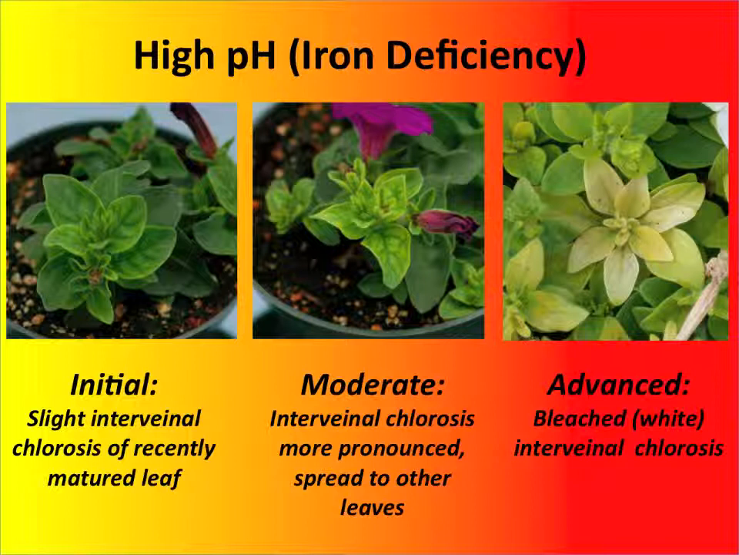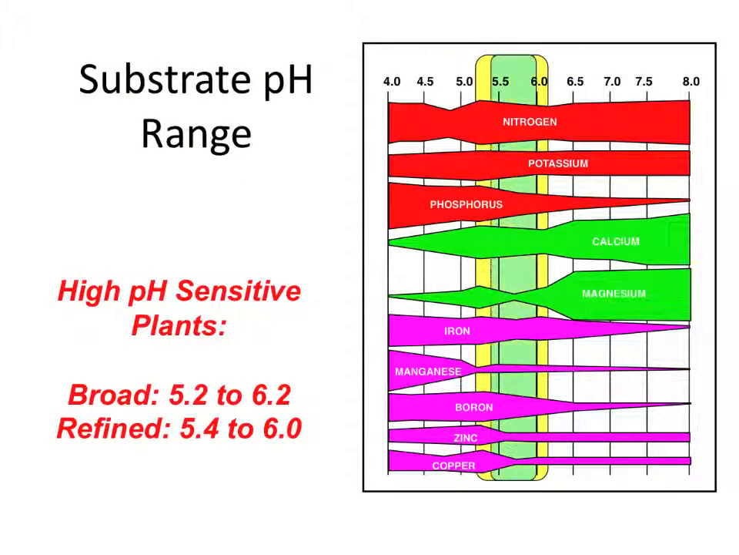Then it gets more pronounced at the moderate stage, and then it can bleach out to a total yellowing or white at the advanced stage. And this is due to the substrate pH being too high and iron being tied up. So you need to grow petunias at a lower pH. The refined range that I would probably recommend is between 5.4 and 6.0.